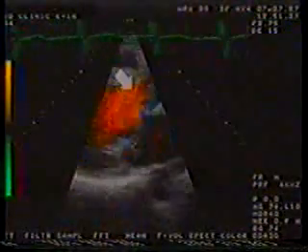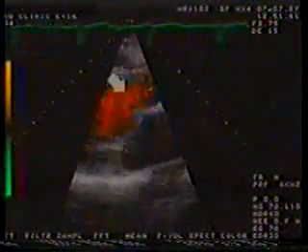Note the broad mosaic color jet of severe aortic regurgitation. The M-mode cursor has been placed through the regurgitant jet just below the aortic valve, and the broad jet of aortic regurgitation is demonstrated on the color M-mode throughout diastole. The severe mitral regurgitation is evident in systole. The mosaic jet fills the left atrium.